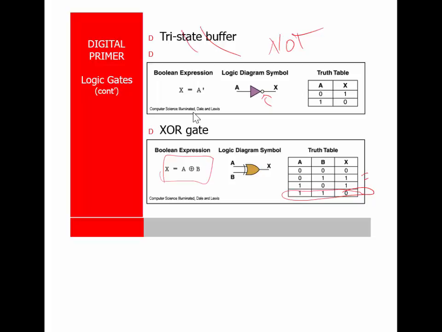Now as it turns out, the XOR is a very powerful one if we want to do adding. Because 1 plus 1 is equal to what? 0 with a carry out. But 1 plus 0 is 1. 0 plus 1 is 1. So if we want to do a very simple adder, we would use an XOR. A plus B, that's our sum.